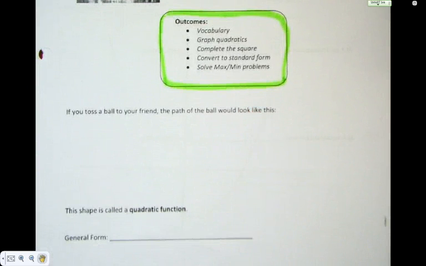So let's look at it. If you toss a ball to your friend, the path of the ball would look like this.